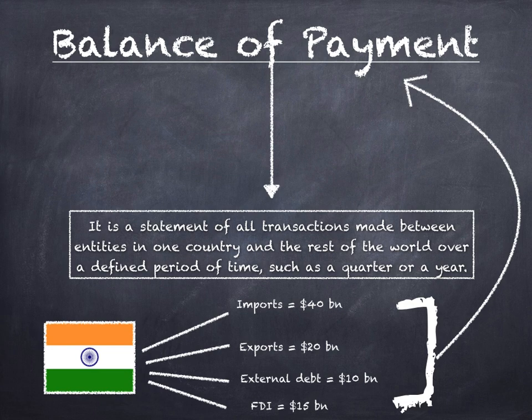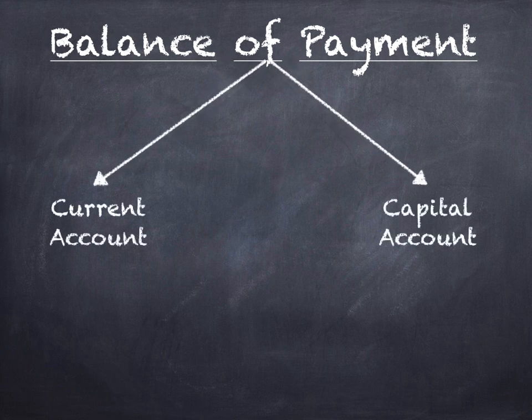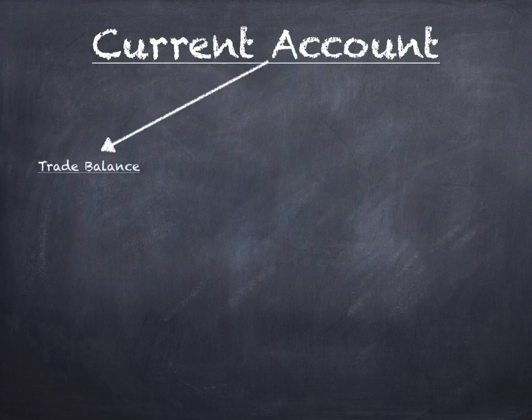But before understanding that, let's take a look at the constituents of balance of payment. All right. So balance of payment consists of two parts, current account and capital account. Let's take a look at current account. Now, one of the most important constituent of current account is trade balance. Now, what is trade balance? Trade balance notes down the import-export transaction of goods in a country.